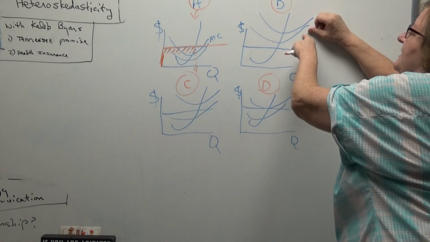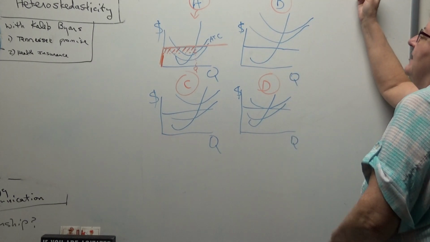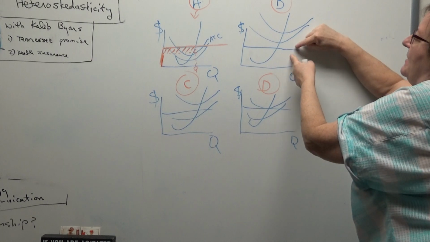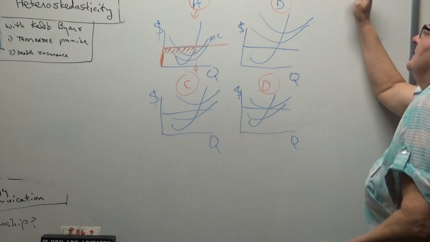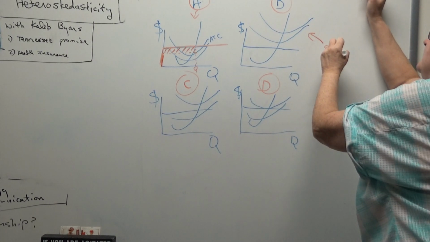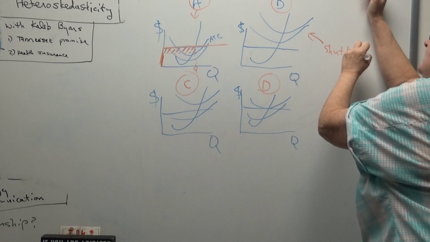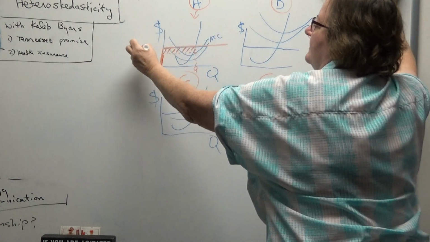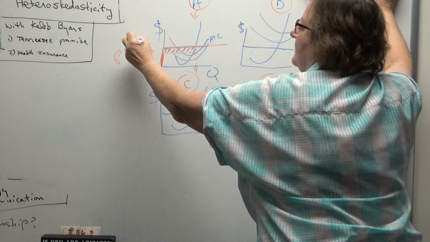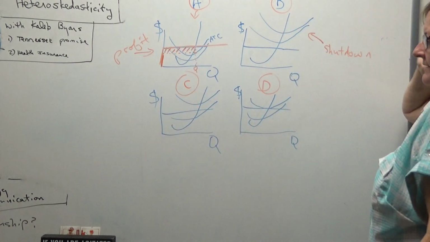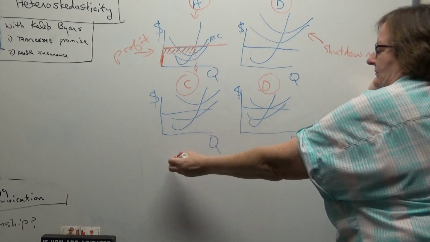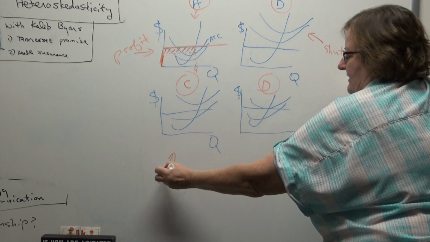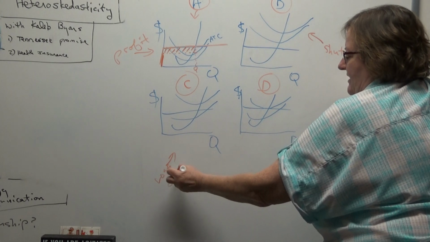This is the one we just did that had to shut down. And in this case, both of these curves were above the price. So this was a shutdown case. Notice both of the curves are below the price here. This was profit. What is this one? This is loss. Don't shut down.